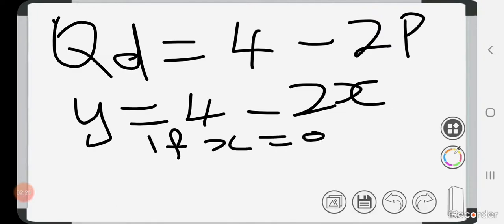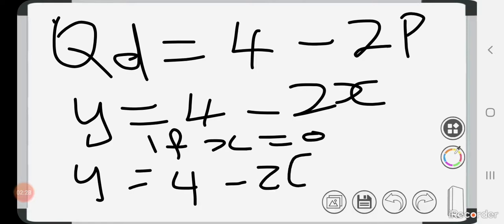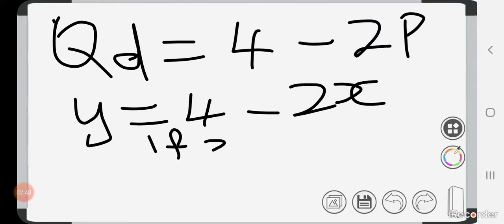Now, according to what we have here, if x is 0, then y is equal to 4 minus 2 times 0. Therefore, y is equal to 4. Right? Now we know that y is equal to 4 when x is 0. Now, what is x when y is equal to 0?